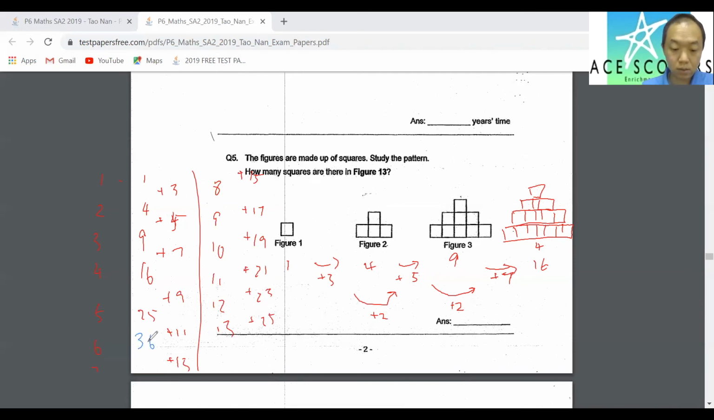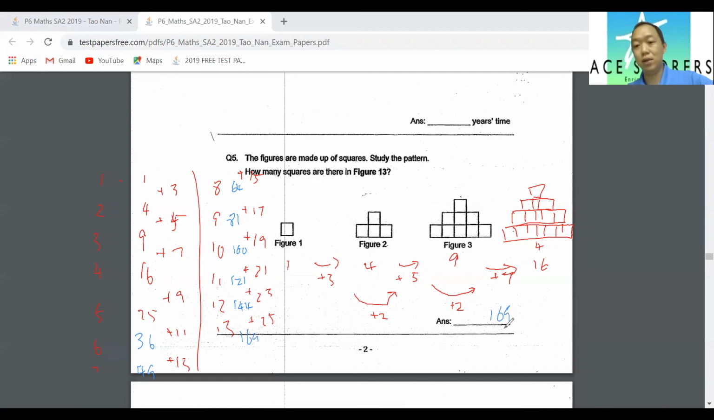plus 13, 49 plus 15, 64 plus 17, 81 plus 19, 100 plus 21, 121 plus 23, 144 plus 25, 169. Okay, answer is 169.